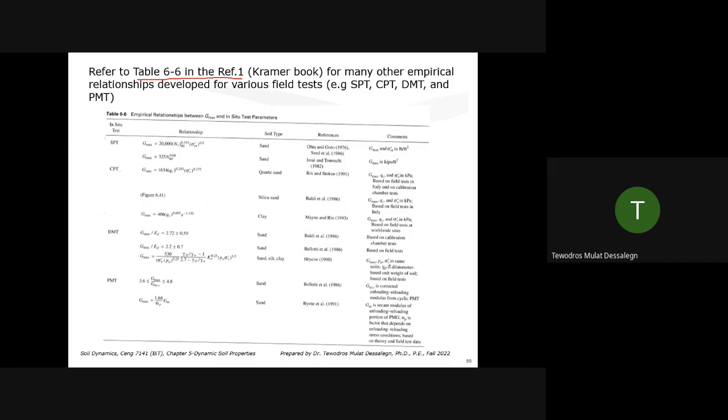If you are lucky and have lab data, that's good, you can use that. Or field data, a field test, you can use that. If nothing is available, just look at research work. There are different correlations, and you can pick one which closely matches your purpose.